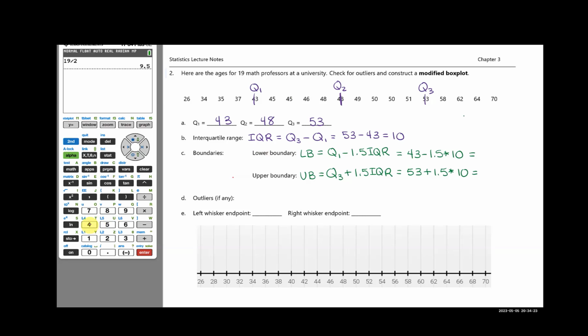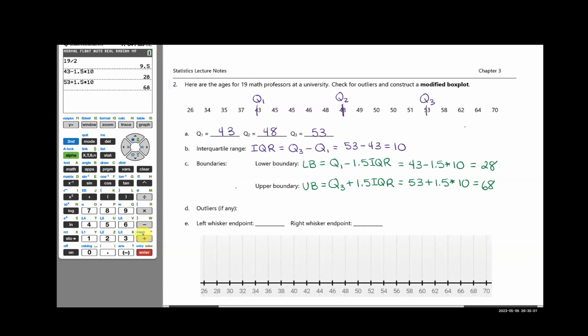Now I'm going to come over to my calculator and type 43 minus 1.5 times 10. My calculator knows order of operations, so it would do that multiplication first and then do 43 minus that product. So you can just type it in directly, and that gives me 28 for my lower boundary. And then my upper boundary, 53 plus 1.5 times 10, gives me an upper boundary of 68. Then we're ready to see if any of these professors are outside of those two values.